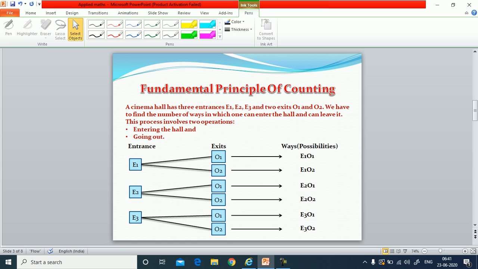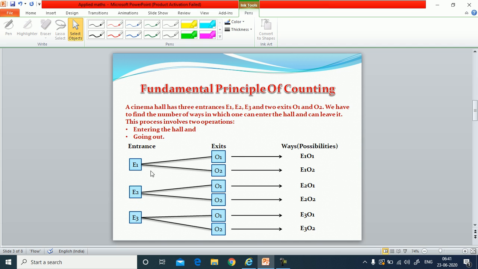We'll understand it through a simple principle, which is the fundamental principle of counting. Let us first see what is meant by this principle, and for that we are using a simple example over here. Say there is a cinema hall which has 3 entrances, E1, E2 and E3, and 2 exits O1 and O2. Now we have to find the total number of ways in which one can enter these entrances and simultaneously can exit out of the hall.